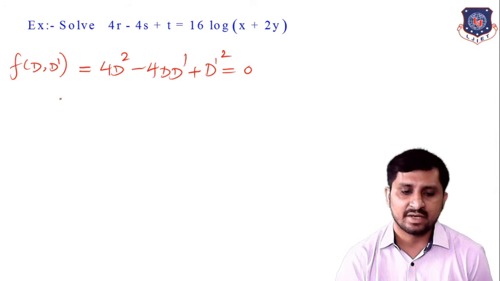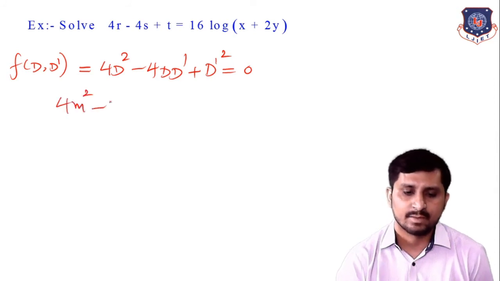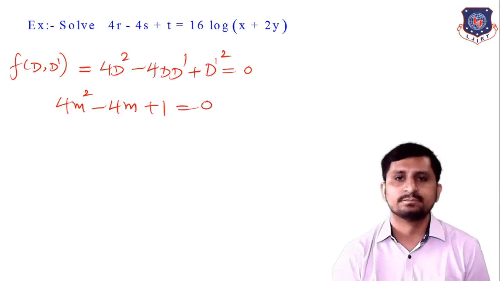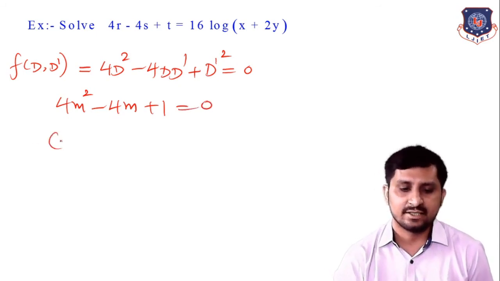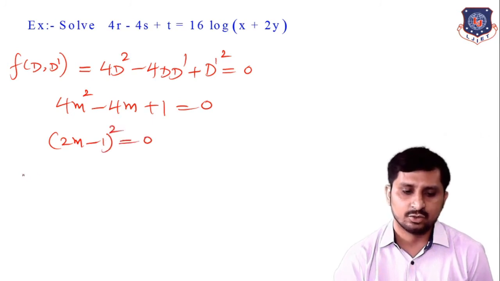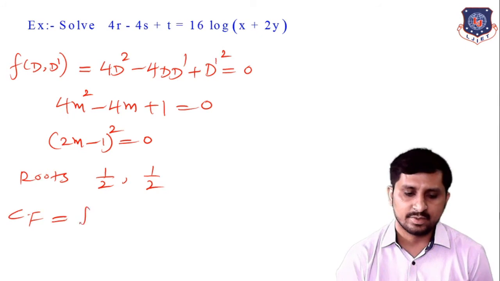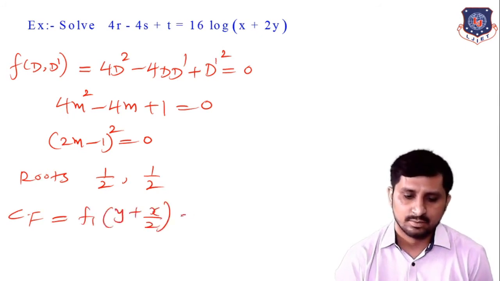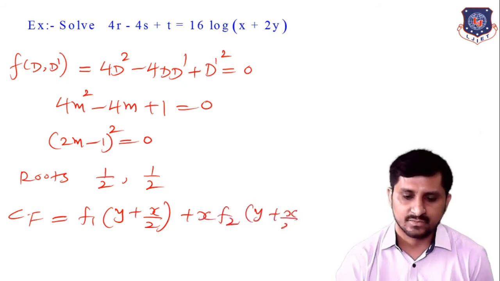The equation of m, that is 4m square minus 4m plus 1, that is equal to 0. So this is exactly 2m minus 1 whole square, that is equal to 0. So roots are 1 by 2, 1 by 2, repeated roots, equal roots, and for that, what is my complementary function? f1 y plus x by 2 plus x f2 y plus x by 2.